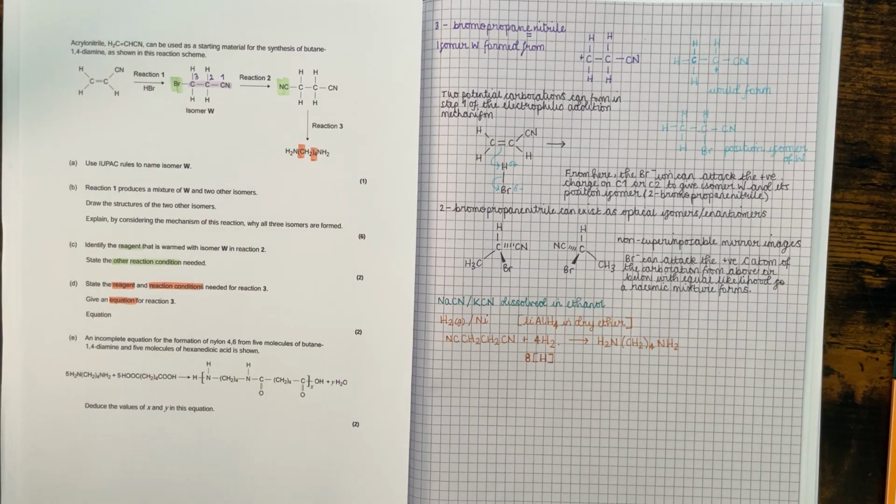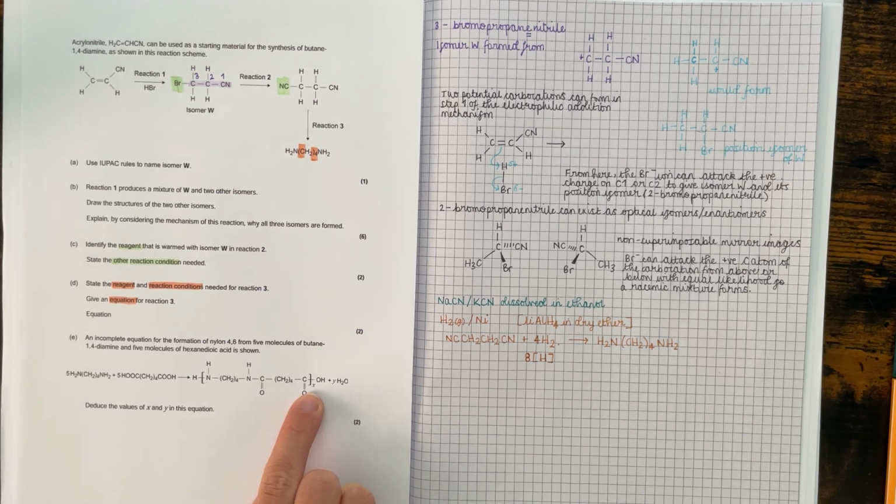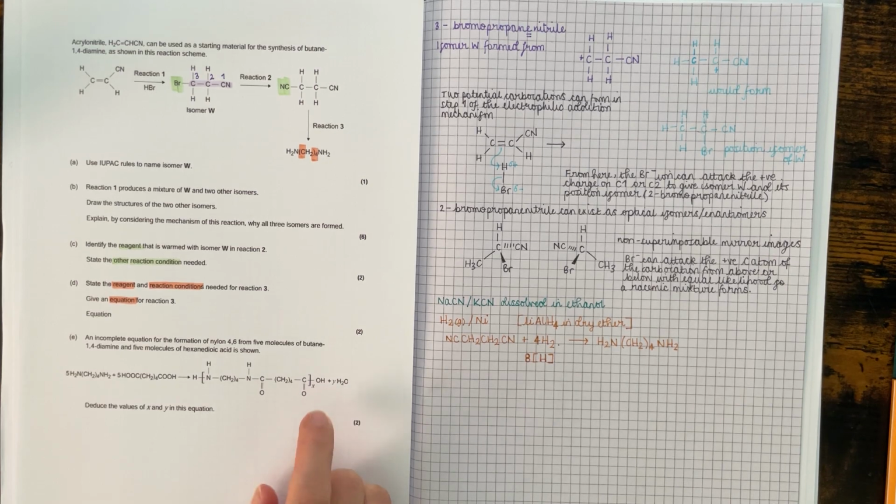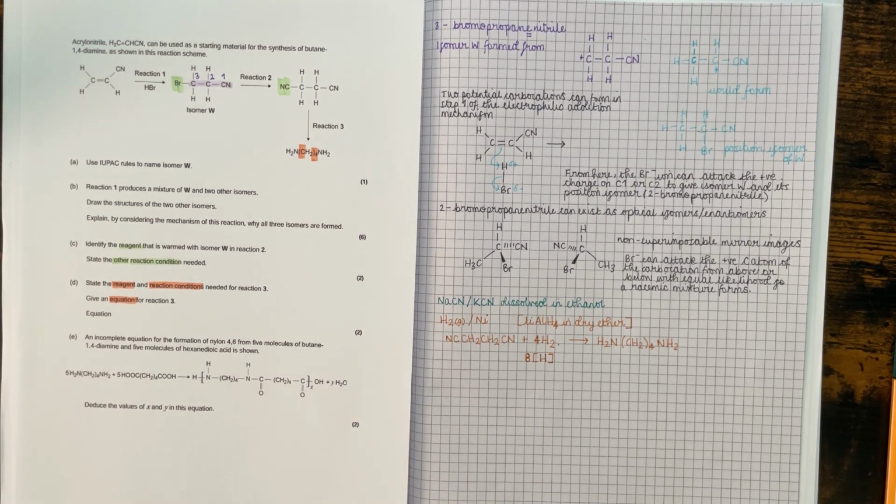Okay. And then it says an incomplete equation for the formation of nylon 4,6 from 5 molecules of butane 1,4-diamine and 5 molecules of hexanedioic acid is shown. And we have to deduce the value for X, which is coming after the square brackets there, and then the value of Y, which is the balancing number in front of the water.